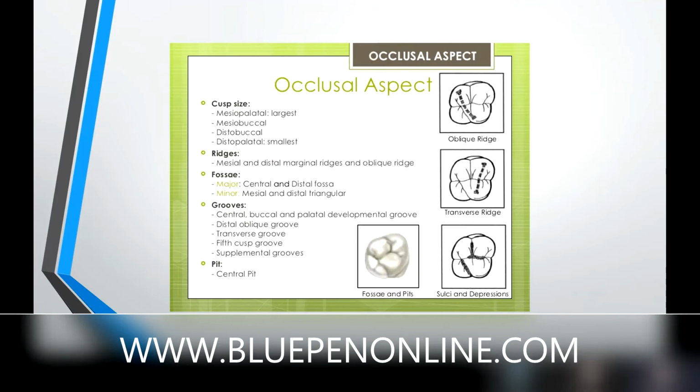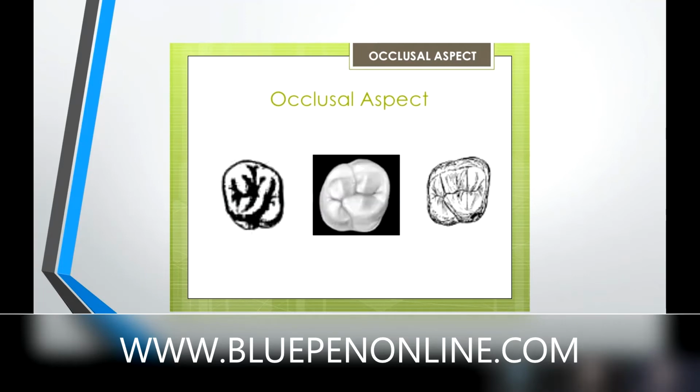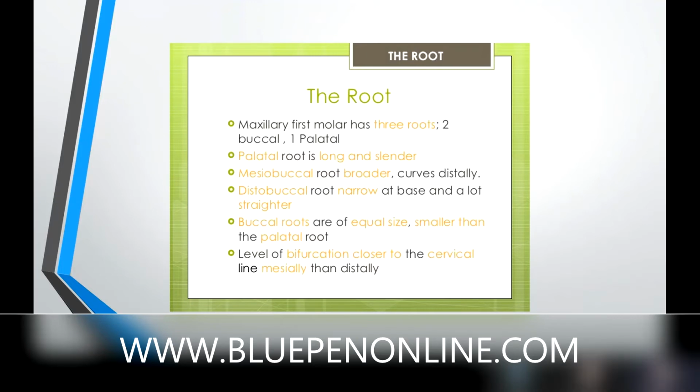So that is about the crown. Now we have noted down the points: mesial, distal, buccal, palatal, and occlusal. Coming to the root, the maxillary first molar has three roots: two buccal and one palatal. It is the only tooth with three roots, right, ma'am? Yes, correct.